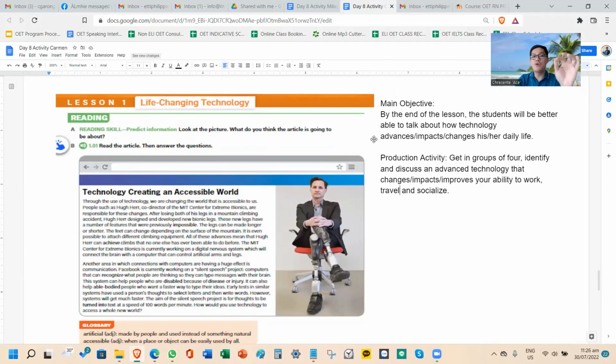So again, you can pattern it to the certain kind of students you have. You don't have to be restricted. Okay, so that would be our production activity.